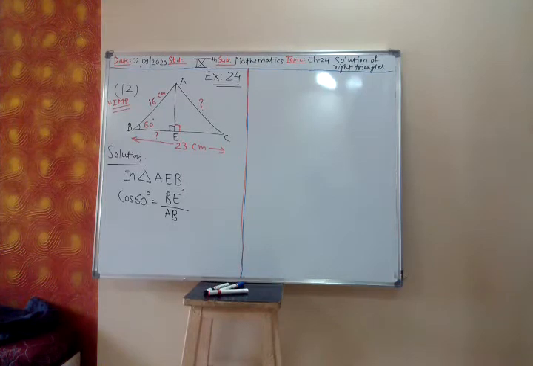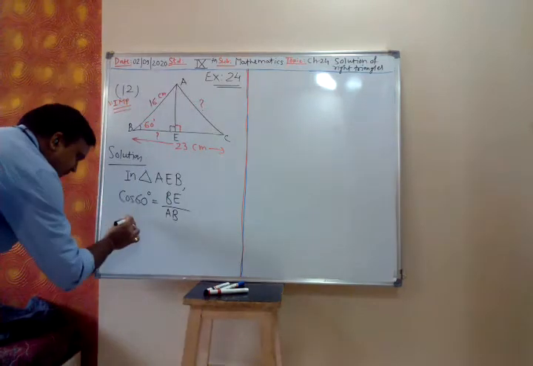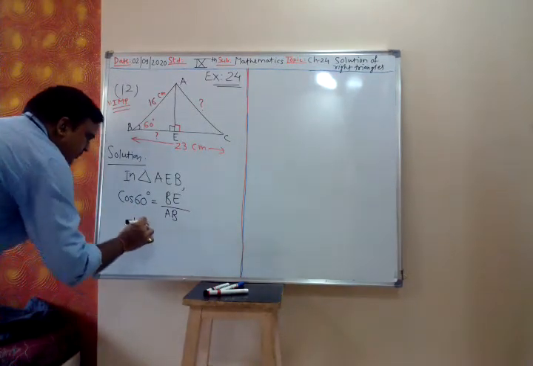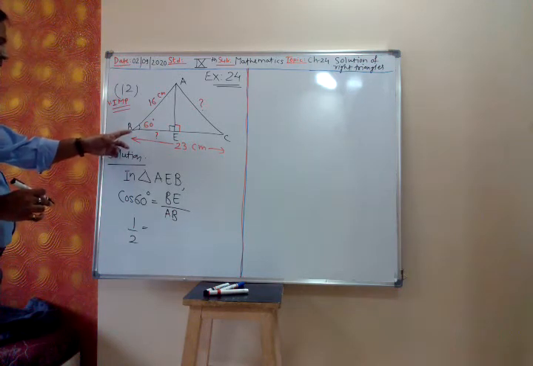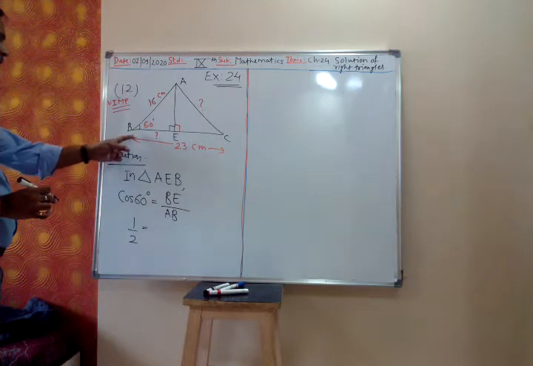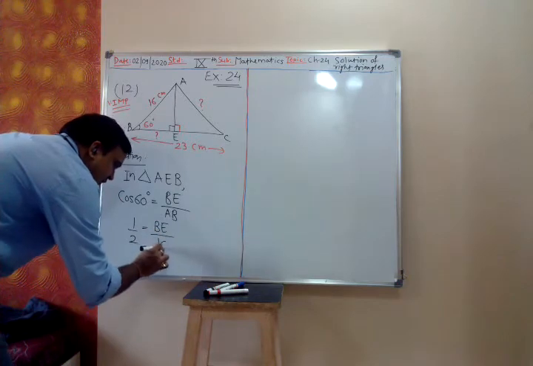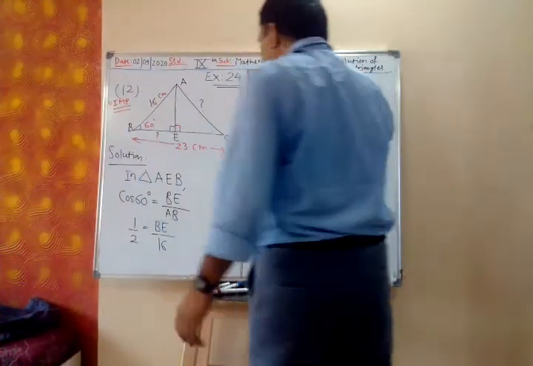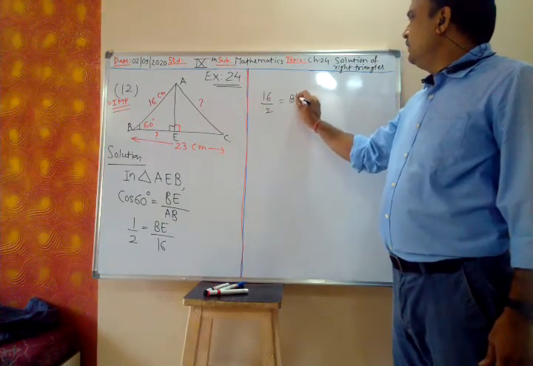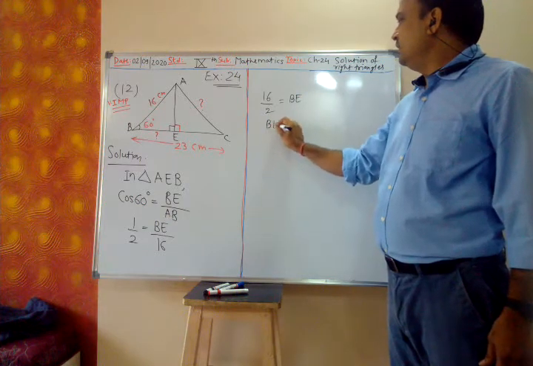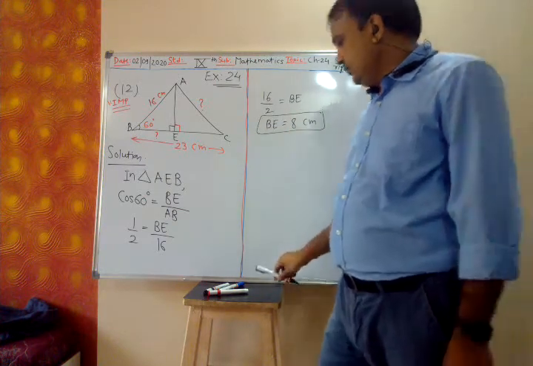Cos 60 degree is 1 by 2. So cos 60 degree, we write BE upon AB. Cos 60 is 1 by 2. BE we have to find, and AB is 16. So cross multiply: 16 upon 2 is equal to BE. So BE is equal to 8 centimeter.